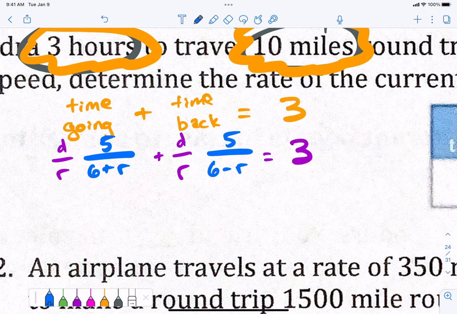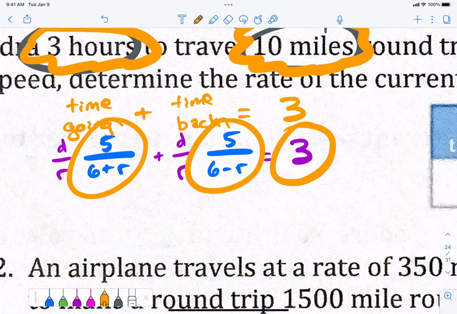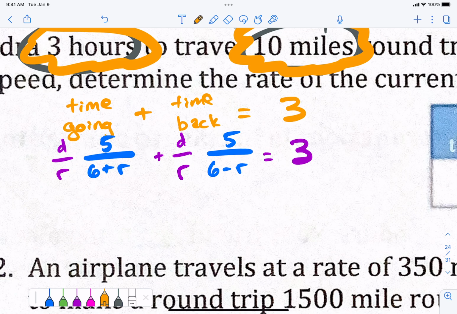Where do we get the 5 from? If it's a 10-mile round trip, it's 5 going, 5 coming back. Got it? Okay. Other questions? So that's where my numbers come from. 5 is going, 5 coming back. 6 is in still water, but I have to add the rate of the current to that going, and subtract the rate of the current from that coming back, right? Equals 3. Got it? Okay, now, how do we add these two together and equal 3? Those are my 3 pieces. Plug in answers and see what you get, right? But it could be a decimal, so you could be plugging in all day long, right?